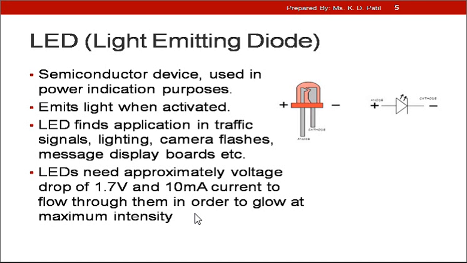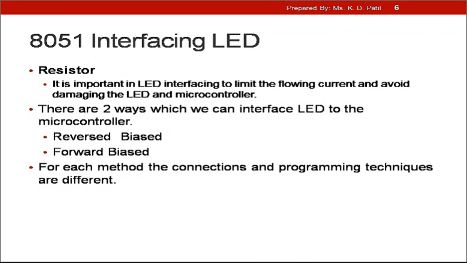with LED. When current flows through the LED, we have to take care of two things, that is anode and cathode. Anode is a positive terminal, cathode is a negative terminal. If you want to differentiate anode from cathode, if you observe this diagram, the anode is longer than the cathode. So from that length you can identify which one is anode and which one is cathode at the time of implementation. As I told you, the resistor is important in LED interfacing to limit the flowing current and avoid damaging the LED or the microcontroller.